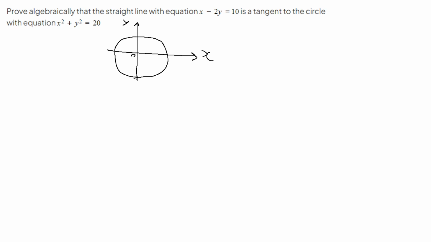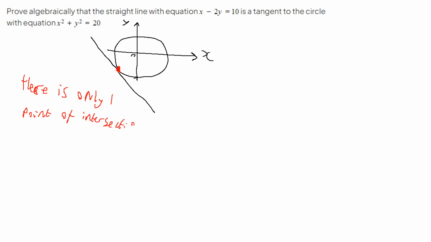But look at this tangent, guys. How many points of intersection are there between the circle and the tangent? There's just one, which is this point here. So all we need to do is prove that there is only one point of intersection. How do we find a point of intersection? We need to solve simultaneously.